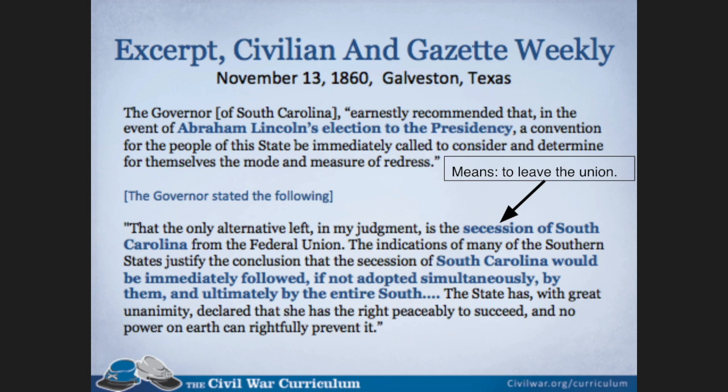"That the only alternative left, in my judgment, is the secession of South Carolina from the federal union. The indications of many of the southern states justify the conclusion that the secession of South Carolina would be immediately followed, if not adopted, simultaneously by them, and ultimately by the entire South. The state has, with great unanimity, declared that she has the right to peaceably secede, and no power on earth can rightfully prevent it." So he's saying that South Carolina is going to leave the federal union, and that a bunch of other states are going to follow after.